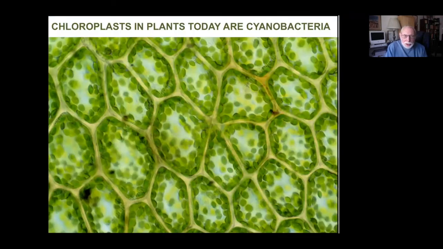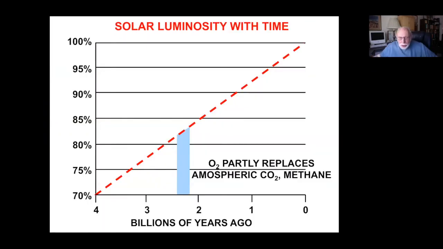The chloroplasts in plants today that allow them to photosynthesize are basically cyanobacteria. So as you look out the window and see the green leaves, what you're seeing is a world of cyanobacteria. They are truly remarkable organisms that have changed the world in so many different ways. So the other thing that happened is oxygen got into the atmosphere. It started replacing carbon dioxide and methane, the greenhouse gases.